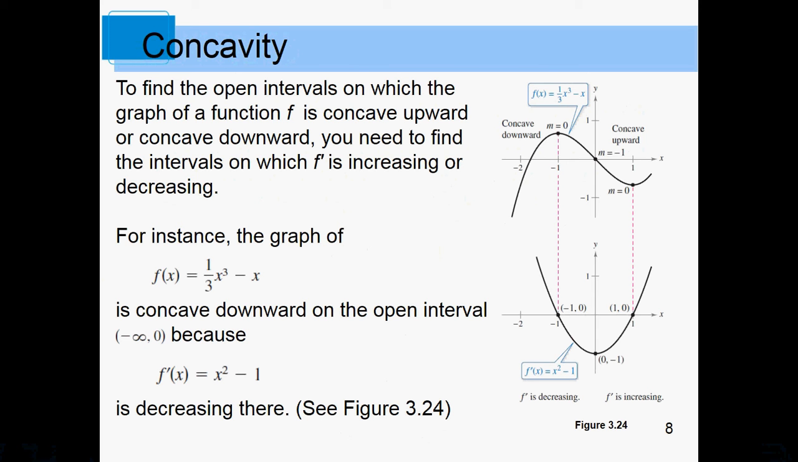So, for instance, notice here, we've got 1/3 x cubed minus x. If we take the first derivative, we get x squared minus 1. We need to know, is it increasing or decreasing on an interval? So to determine that, we would say 2x equals 0. Where does 2x equal 0? It's not a trick. If 2x equals 0, then x has to be 0. So that tells us that x equals 0 is a critical point to determine whether the derivative is increasing or decreasing. So I can look at the graph and determine that.